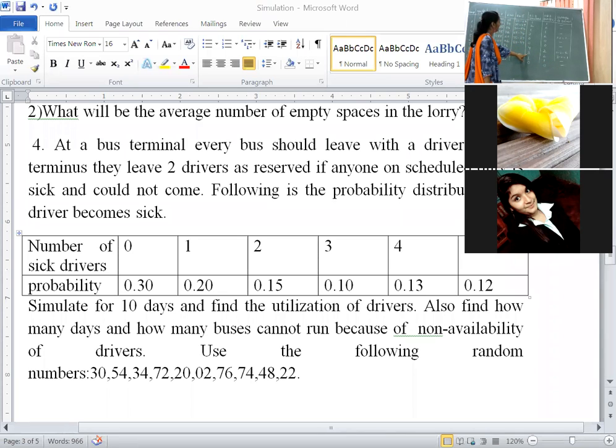Then on 8th day, 3 drivers sick. Only 2 drivers are available, then shortage is 1 driver. Similarly, 9th day, 1 driver was sick. Out of 2, you can provide 1 driver, then there is no shortage. Last one is 0, that's why there is no shortage. Then, write down how to write the answer.